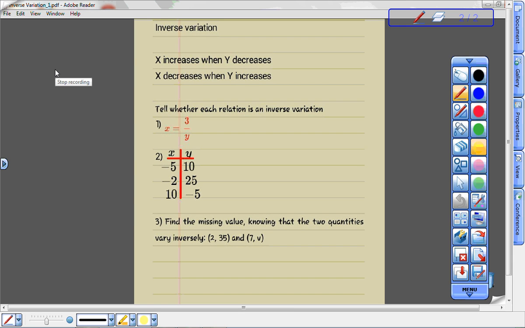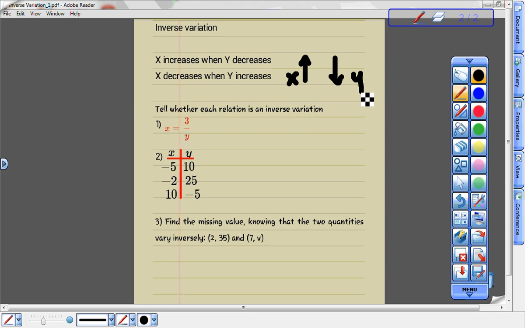Inverse variation is a relation between two variables, x and y, and they follow these properties. When x increases, y is going to decrease. When x decreases, y is going to increase. So as you can see here, x and y are opposite of each other, which means they are behaving inversely. They're going across from each other. And this is one way to show it. X goes up, y goes down.